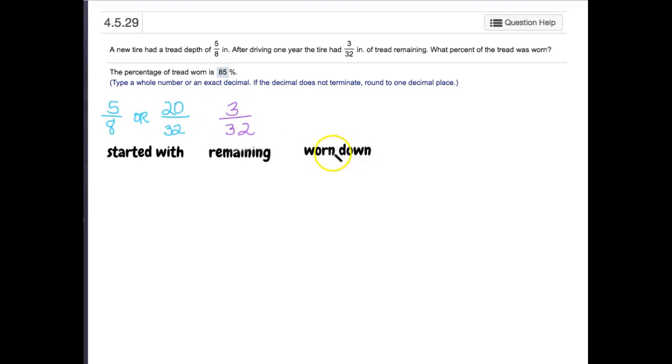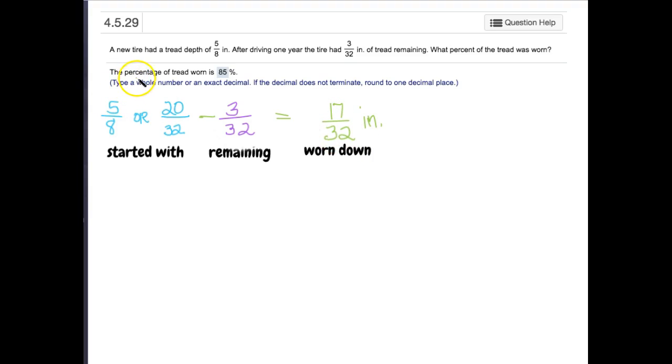So how much got worn down? How much of it wore off throughout that year? We can find that by subtracting. So if we subtract 20 minus 32, or excuse me, 20 minus 3, that's 17/32 inches that wore down. That's how much wore off over the course of this year. Okay, so this part disappeared.